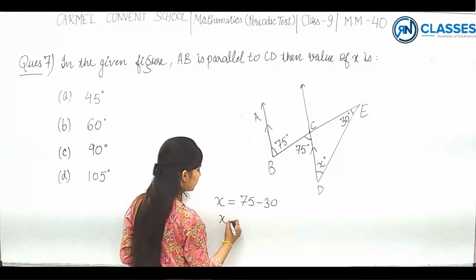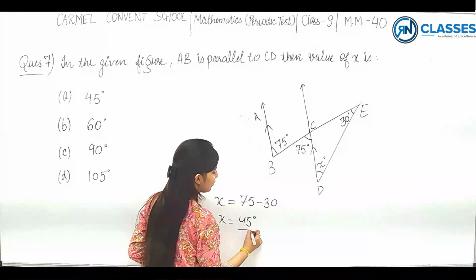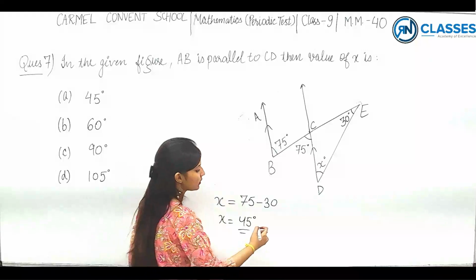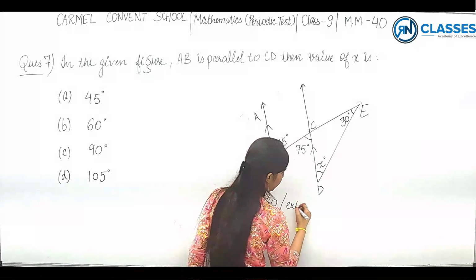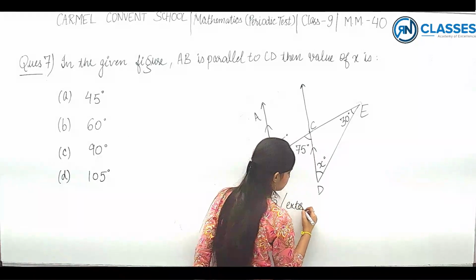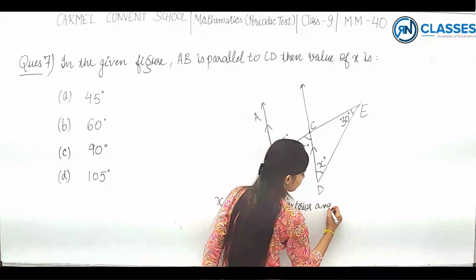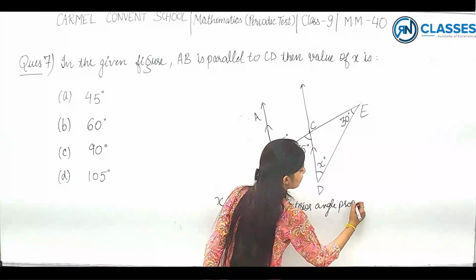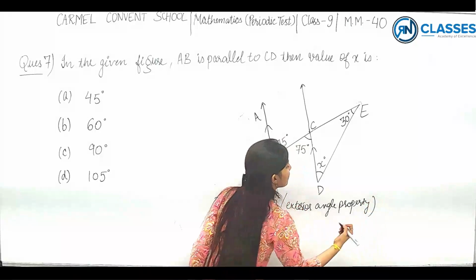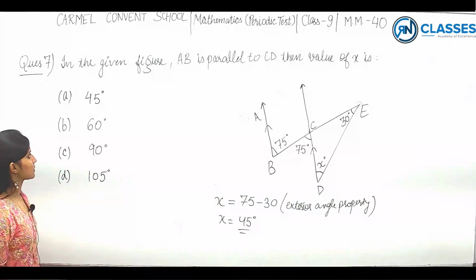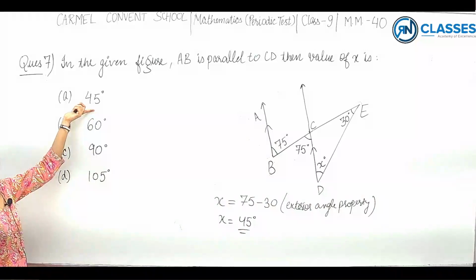So x turns out to be 45 degree. Obviously, here we have used the exterior angle property. So the correct answer is 45 degree, that is option A.